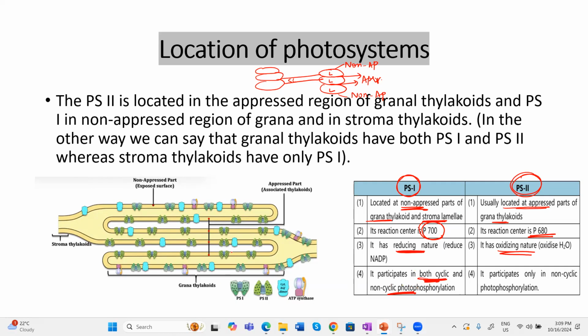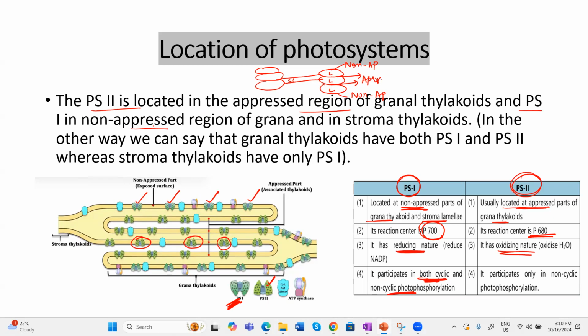Is it clear? So you can see here, check, beta, this is your PS2. This diagram is PS2. The PS2 you will find in the appressed region. Check. PS2 you will find in the appressed region. Is it clear? And PS1 you will find in the non-appressed region. So check, this is PS1 present in the non-appressed region. And if you see in the non-appressed region, you will not see PS2. Is it clear? PS2 is located in the appressed region and PS1 is located in the non-appressed region. Up till here, you are comfortable?